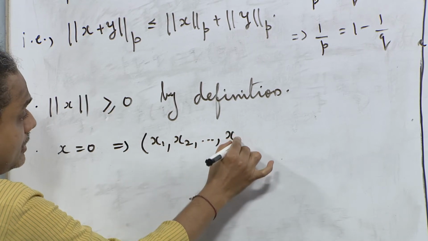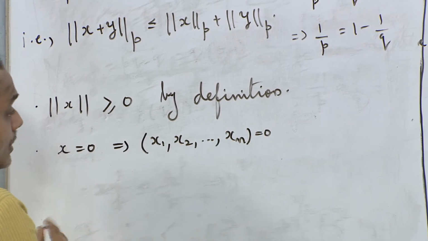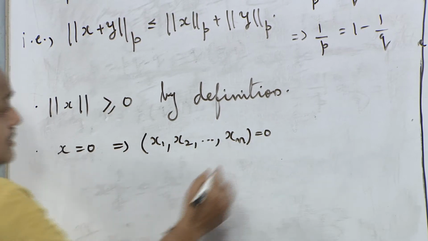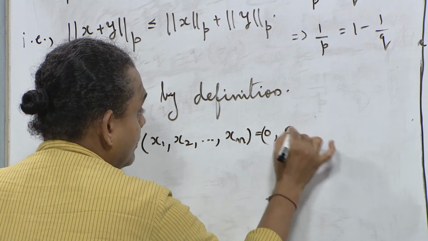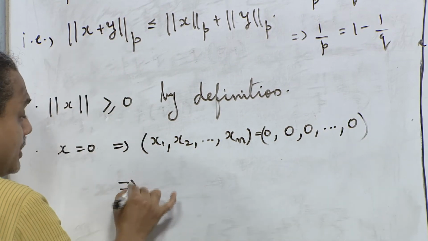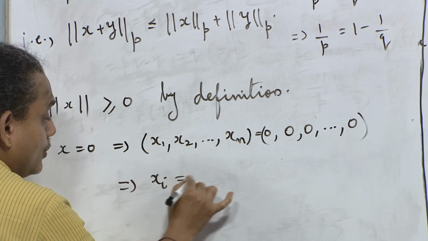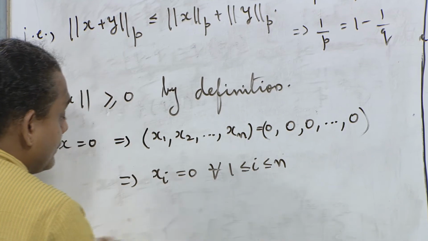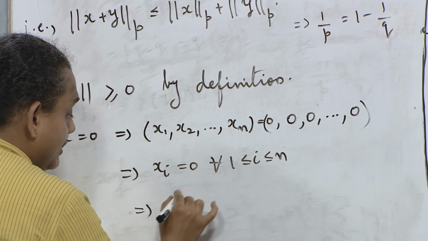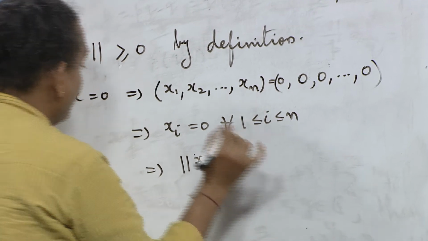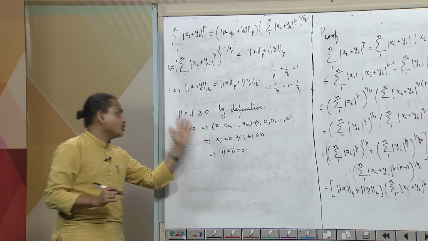If x is 0, that will imply that this n tuple is 0. Once you have an n tuple to be 0, which in fact I should write as n zeros, that will imply that xi is 0 for all 1 less than or equal to i less than or equal to n, which will imply that norm x is 0. So, once you have x to be 0, then its norm is 0.